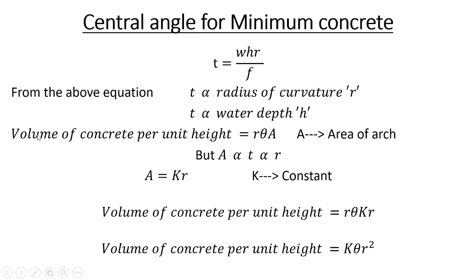So again coming back to this equation, volume of concrete per unit height will be equal to r theta into, instead of A we can substitute A equal to kr. So this equation will be r theta kr. Rearranging this equation, volume of concrete per unit height will be equal to, this r into r will be r square, so k theta r square.